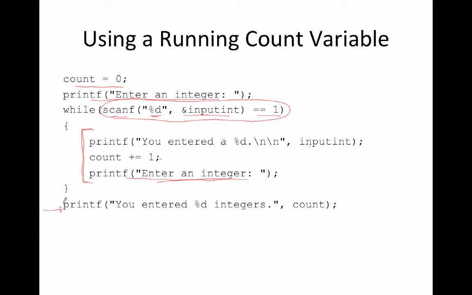So since this is a while loop, it's possible that we will not execute the action at all. The very first time we prompt the user for an integer, if the user does not type in an integer, then we will not execute the action of the while loop, and instead it will come down here and print "you entered 0 integers."